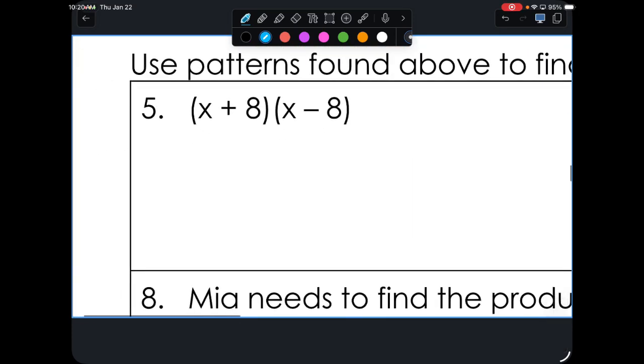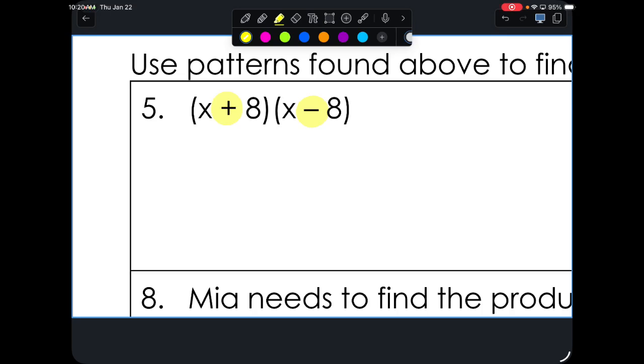How do you recognize it? You have one plus, one minus. How else do you recognize it? There's no square. What else? They're the same. You have the same letters and the same numbers, except one's plus, one's minus.